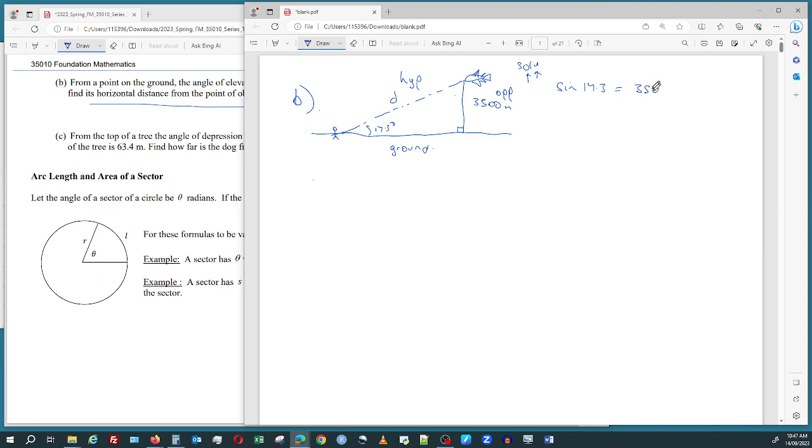We've got 3,500 over D. So it's a rearrangement. We're going to times by D, so we get 3,500 times D. Once you do it to one side, you do it to the other. That cancels, and then we're going to divide by sine 17.3. Divide by sine, just do to one side, you do to the other. So therefore, D is equal to 3,500 divided by sine 17.3.